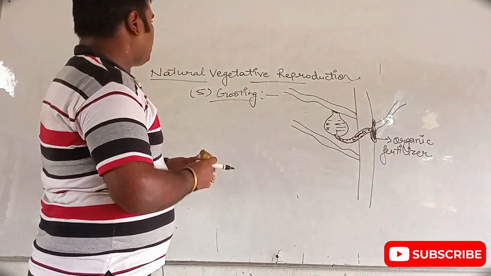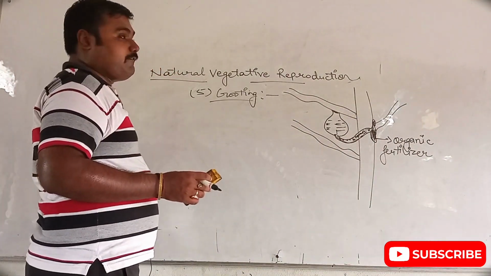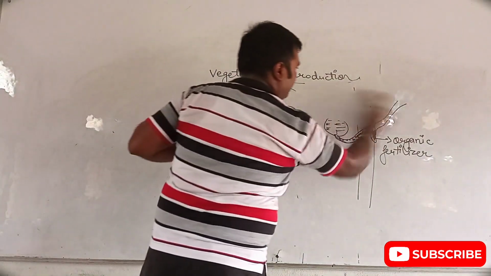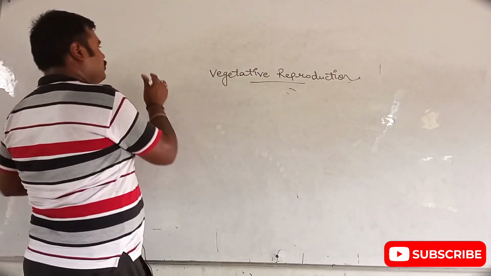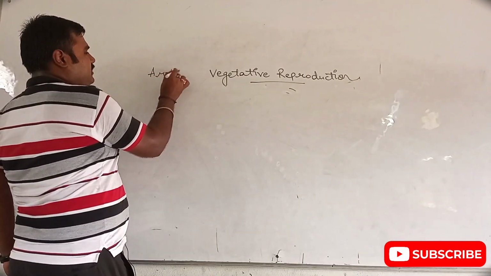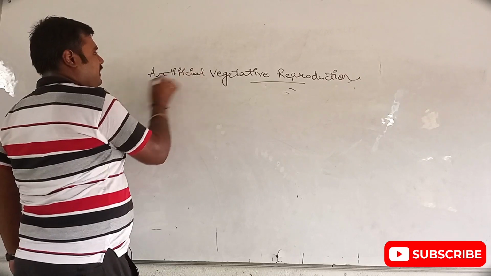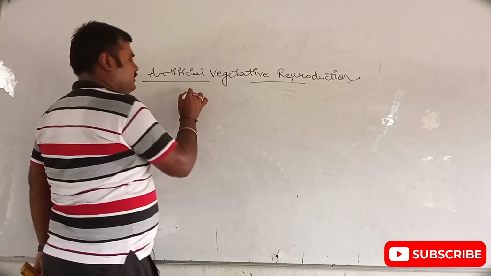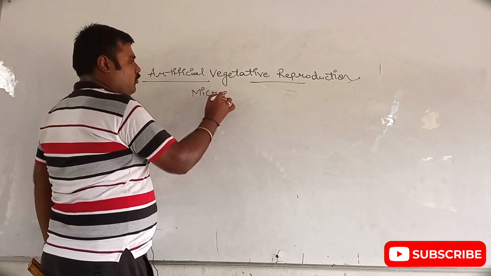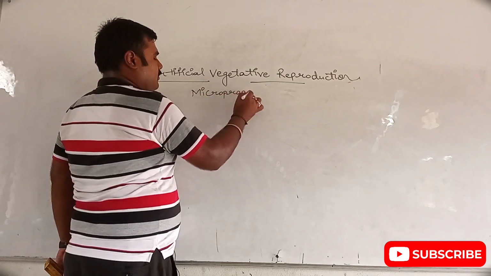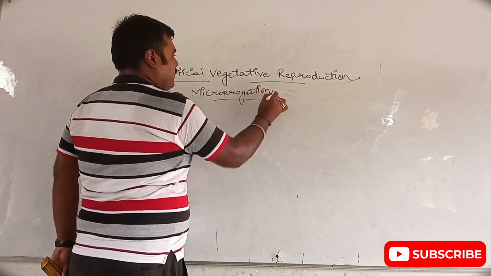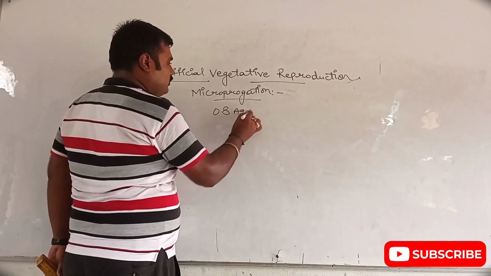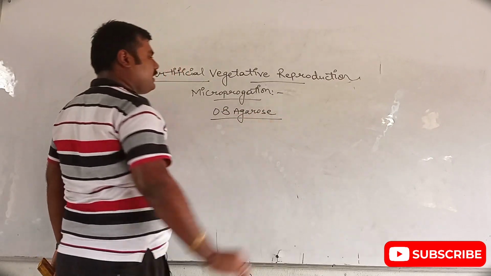Now let's talk about the second type of vegetative reproduction, which is known as artificial vegetative reproduction. Now only one type of artificial vegetative reproduction is there, that is micropropagation. Now what is micropropagation? Here firstly 0.8% agarose is prepared. Now what is 0.8% agarose?